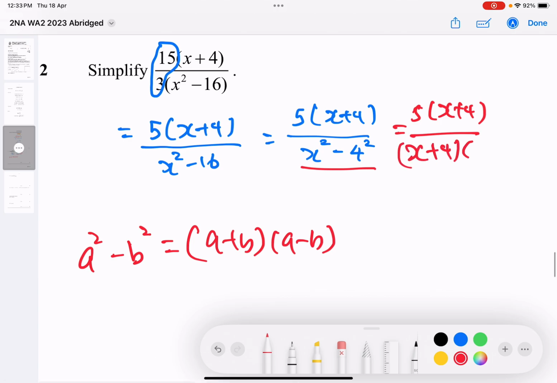X plus 4, X minus 4. Absolutely. Okay? So the final step, just cancel. The things that are the same on the top and the bottom, just cancel. So your final answer is just 5 over x minus 4. That's all. We have done these questions many times already. Many times. You have to memorize.